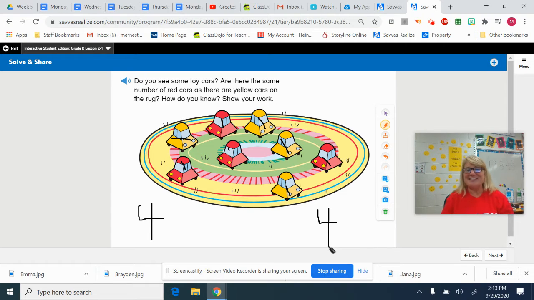Good job, kindergartners. Now I want you to notice that those groups happen to be the same or equal. So we're going to put an equal sign in the middle. To make an equal sign, you make a straight line, and then you make another straight line just below it. And that tells us that 4 equals 4. Good work. Let's go to the next page.